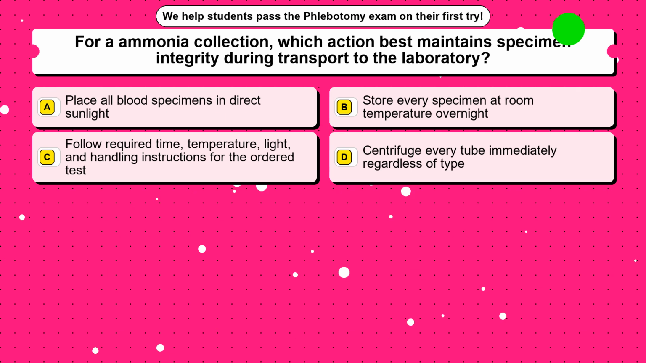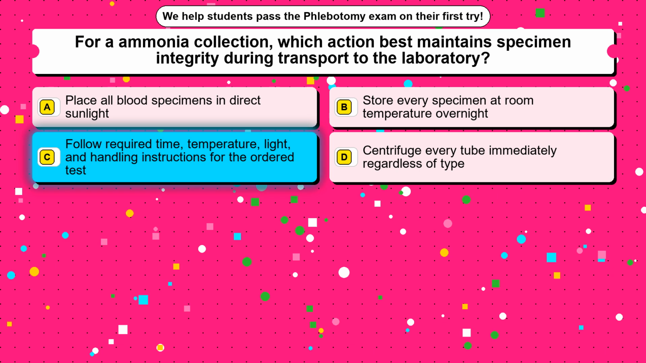Question 64. For an ammonia collection, which action best maintains specimen integrity during transport to the laboratory? Option A. Place all blood specimens in direct sunlight. Option B. Store every specimen at room temperature overnight. Option C. Follow required time, temperature, light, and handling instructions for the ordered test. Option D. Centrifuge every tube immediately regardless of type.